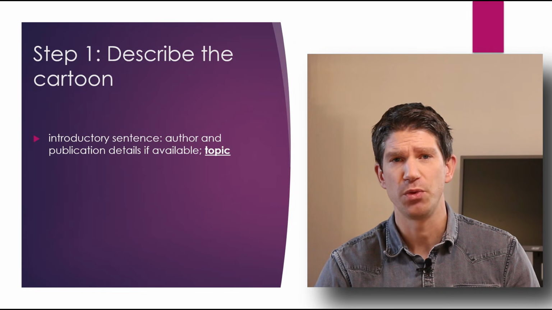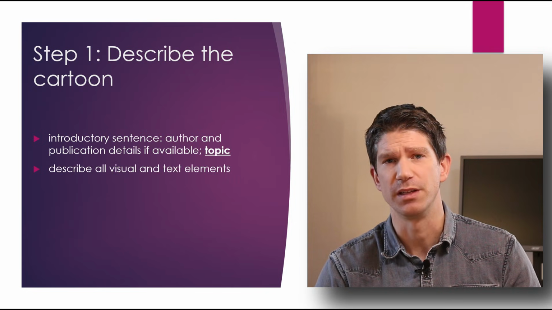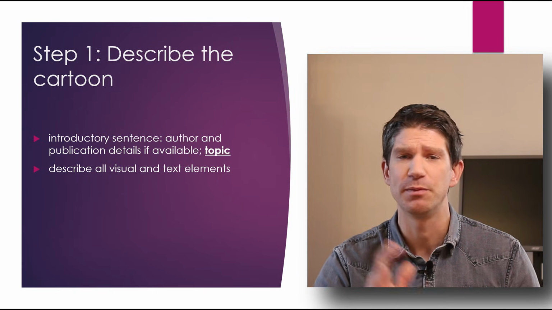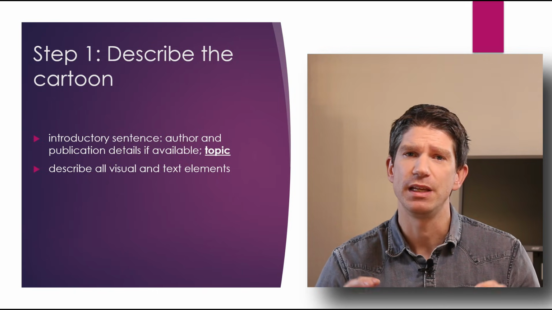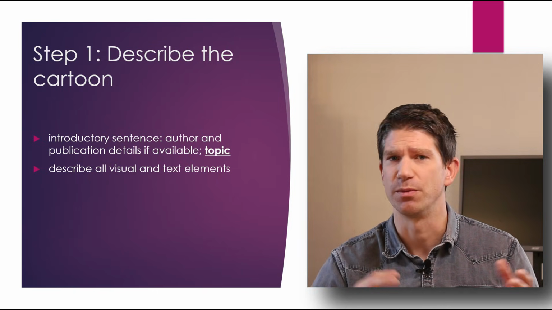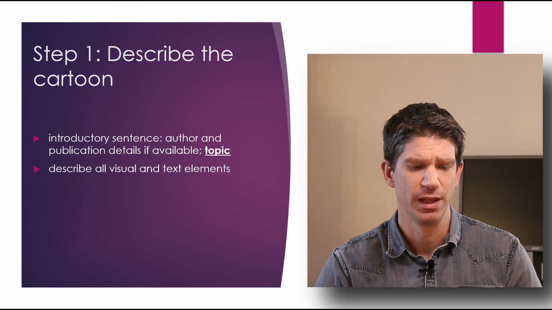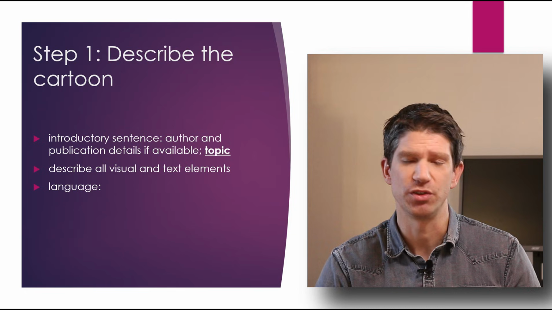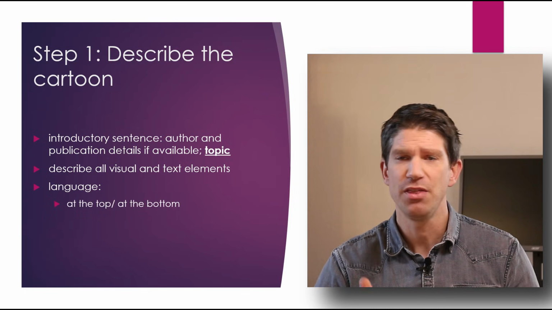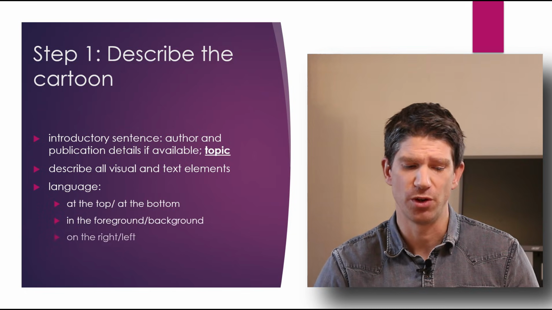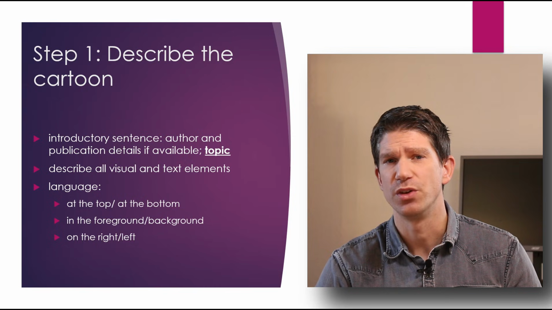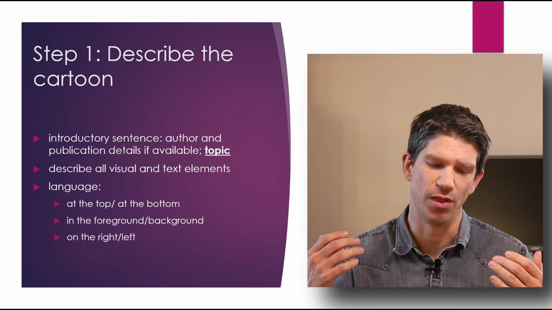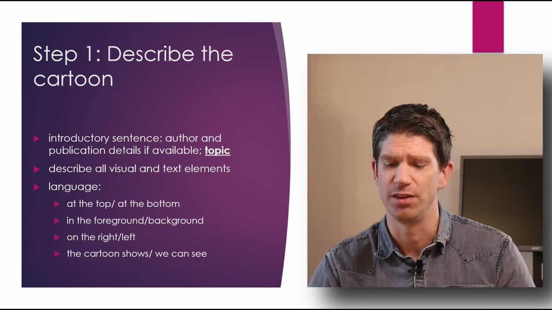Then you will go through the elements in the cartoon, and these could be textual elements, like labels, etc. But also there will be different elements in the picture, people, animals, whatever. The language, if you're not a native speaker, some of the things you need to remember is you say at the top, at the bottom, in the foreground, in the background, on the right, on the left. Another good phrase you can use is the cartoon shows, or we can see, etc. on the cartoon. Let's take a look at this cartoon that we have got here.